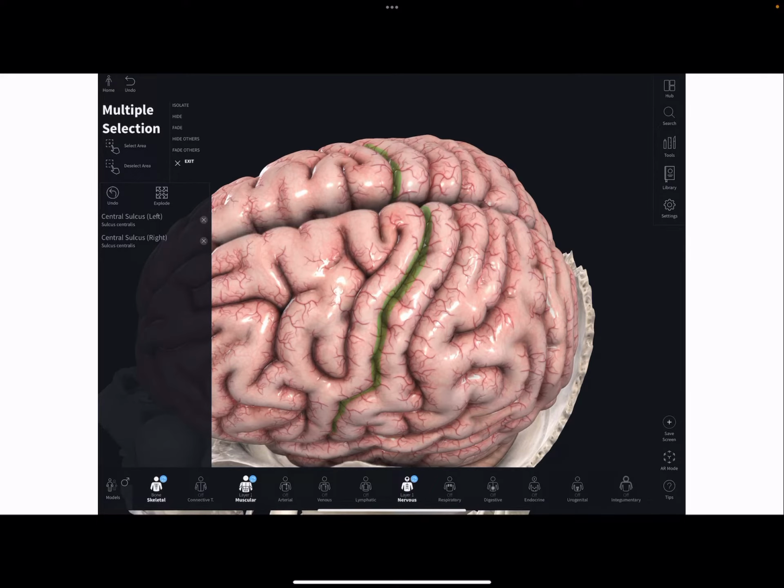So this is just showing the difference between the precentral and postcentral. Precentral in the front, and postcentral on the back.